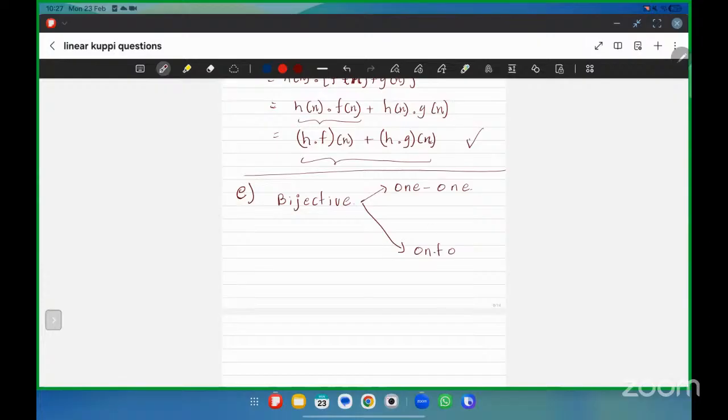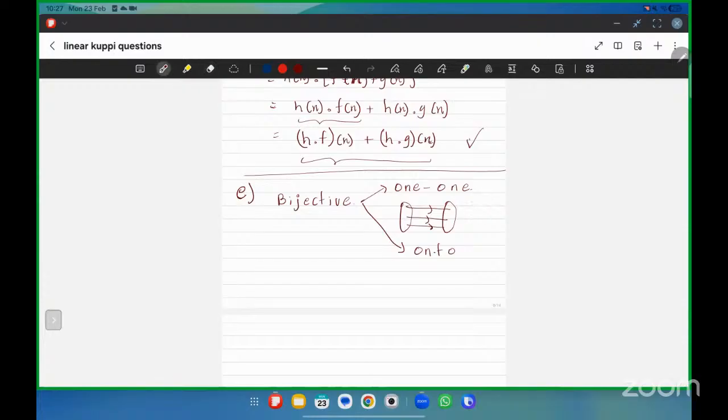One-to-one function means for one x there is only one y. So it is connected to only one. For every x there is only one unique y. So there are no two x's for one y. There is only one x for one y. If that is true, that is a one-to-one function.